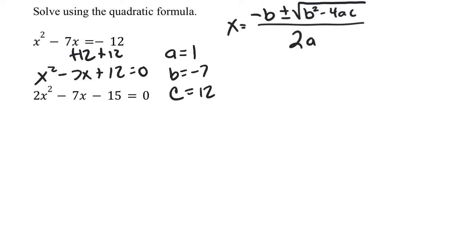So if I plug these in, x is equal to negative, and negative 7. That's supposed to be 7. Negative 7 plus and minus the square root of negative 7.